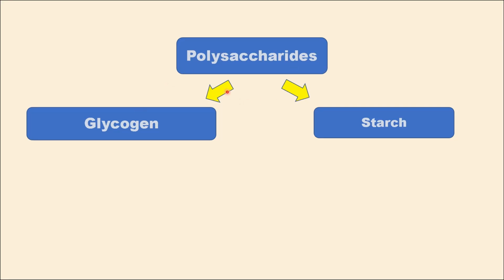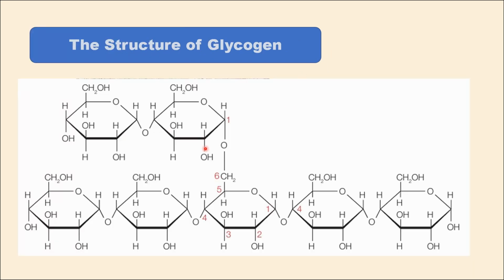And on the polysaccharides, you have glycogen and starch. First, we will start by examining glycogen. This is the structure of glycogen. You can see both 1,4-glycosidic bonds and 1,6-glycosidic bonds are there. So therefore, they are branching structures.